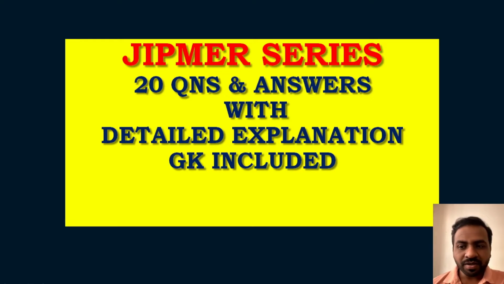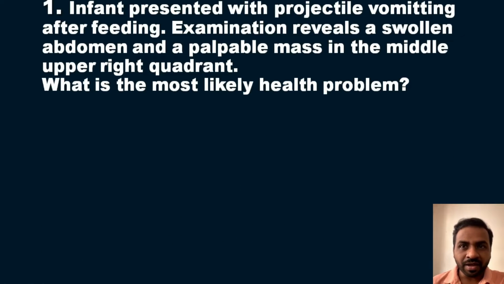So we'll start with the first question in this series. The first question is on the screen right now, and the question is: an infant presented with projectile vomiting after feeding. Examination reveals a swollen abdomen and a palpable mass in the middle upper right quadrant. So what is the most likely health problem?